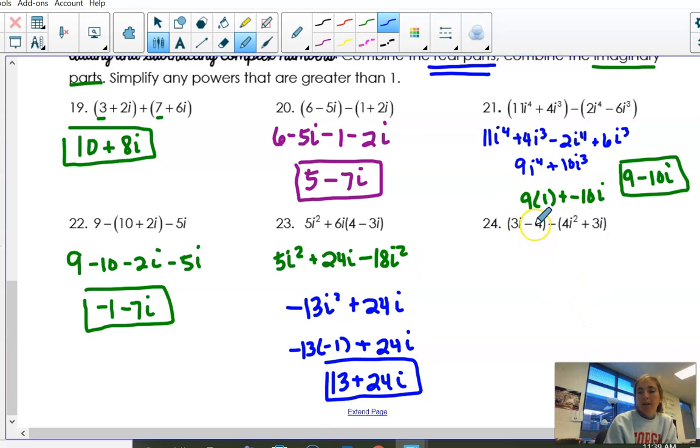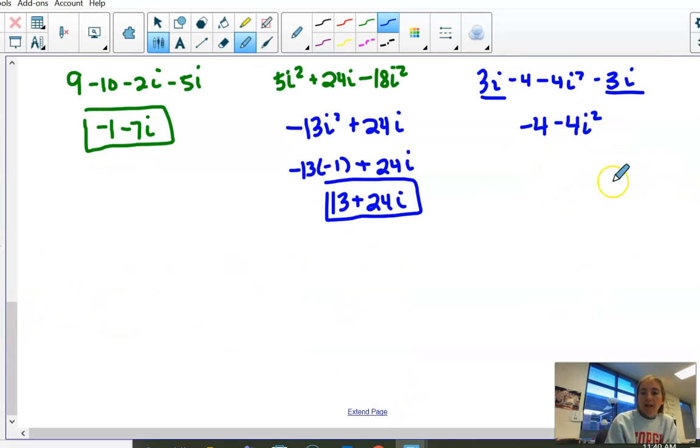Number 24. 3i minus 4 minus 4i squared plus 3i. Distribute the negative. 3i minus 4 minus 4i squared minus 3i. All right, this will get us 3i and then minus 3i. 3i minus 3i is 0. So we really just have -4 minus 4i squared. i squared is -1, so this is -4 minus -4. Therefore, this becomes negative 4 plus 4, so it simplifies to 0.